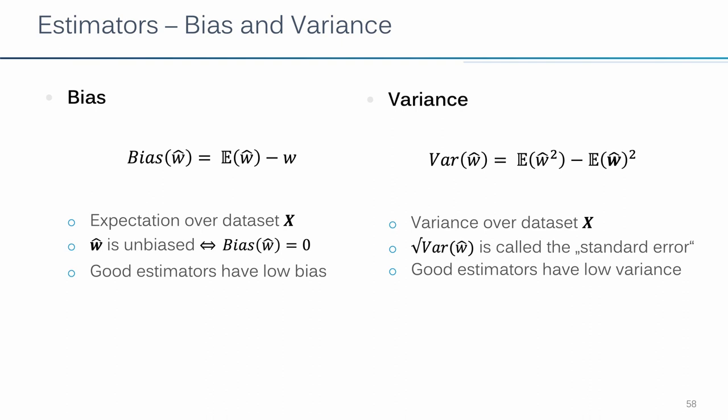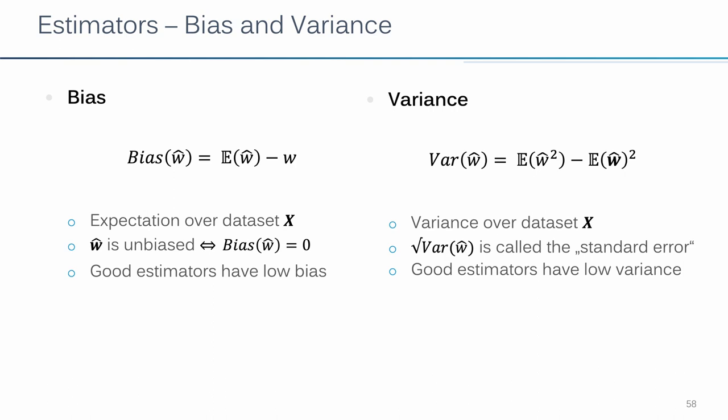And the variance is basically the same variance you know from probability theory, maybe. It's just the standard error over the parameter. And that is, again, a good estimator has a low variance. And there is a trade-off. So maybe without the formal definition, bias is, yeah, the simplifying assumption to approximate a target function. And the variance is the amount of the estimate changing with different training data.